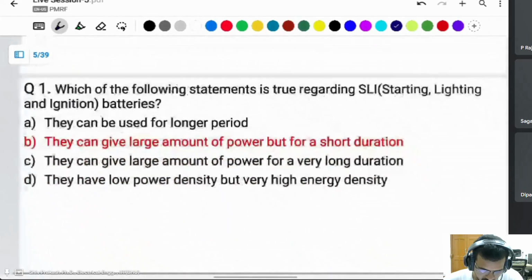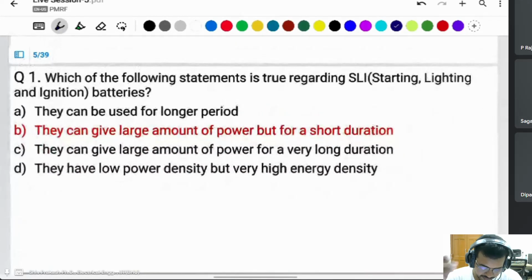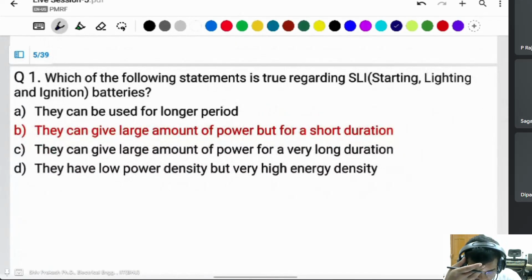Let's start some questions related to this. First question: which of the following statements is true regarding SLI, starting, lighting, and ignition batteries?